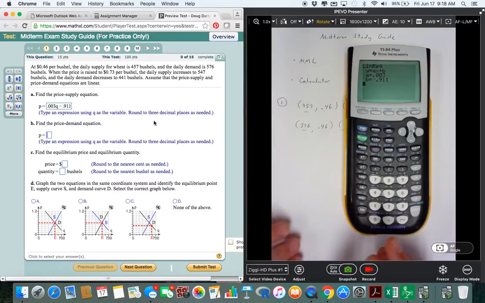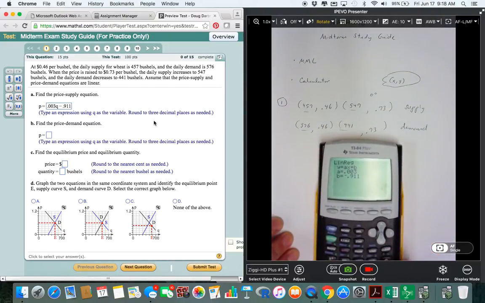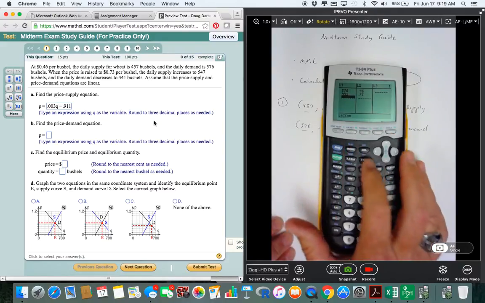Now, what I want to do with the next problem is just simulate exactly what I did for the previous. I want to go to Stat, go to Edit. And now I want the 0.46, but guys, there I want 576 because the supply increased. And I want 441 there with the price of 0.73. All right, so gang, I'm ready to do the next problem.